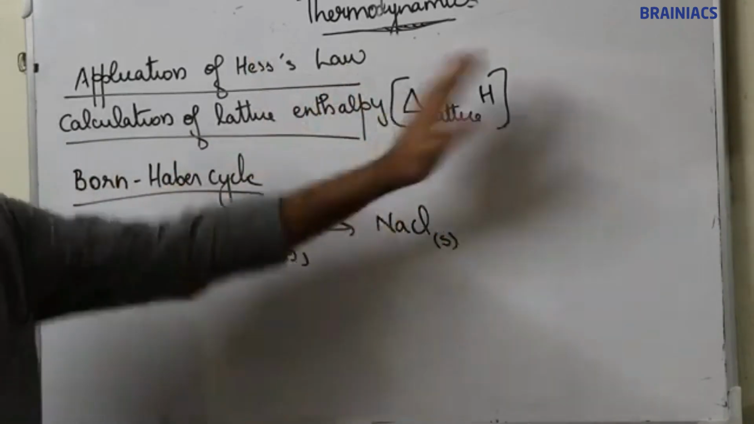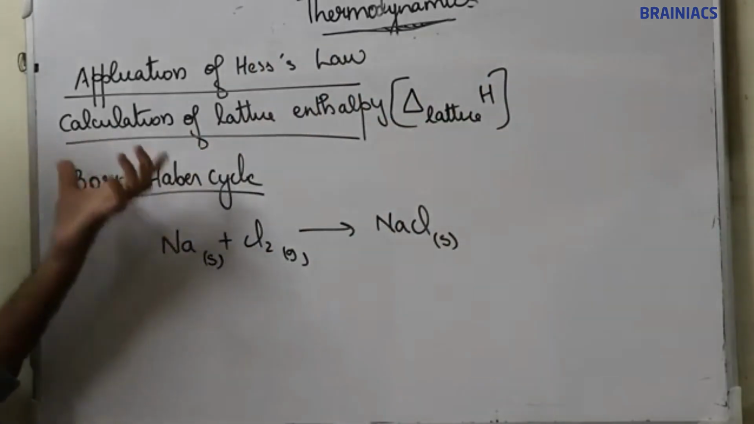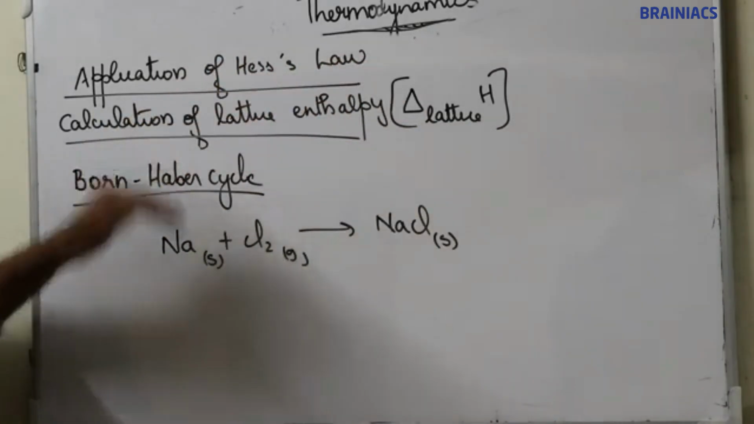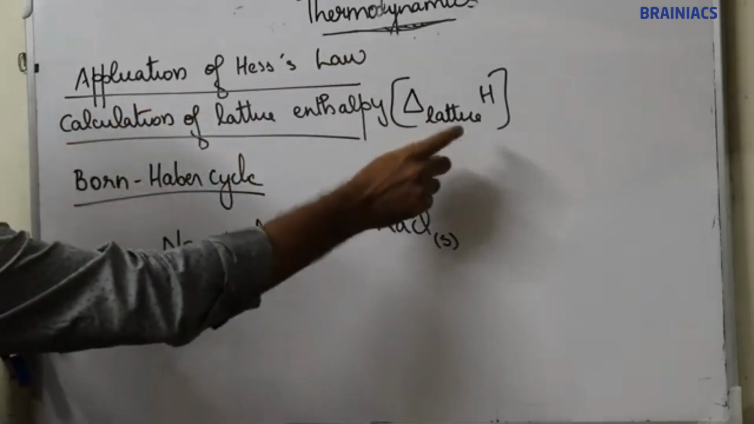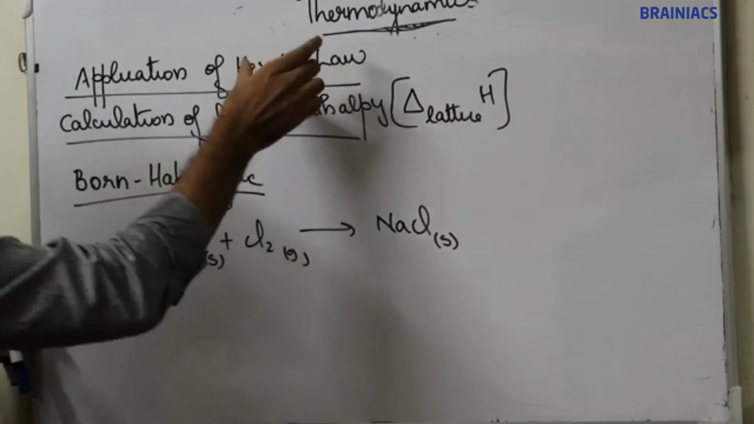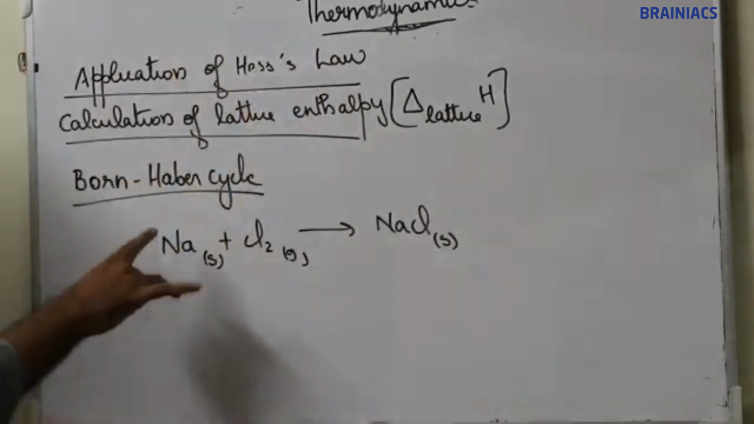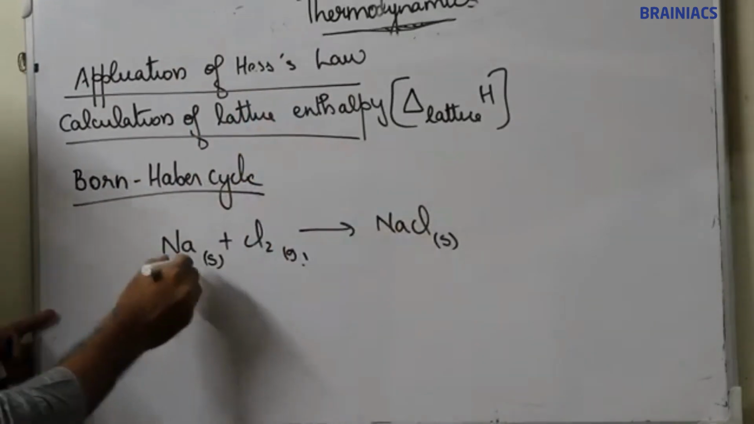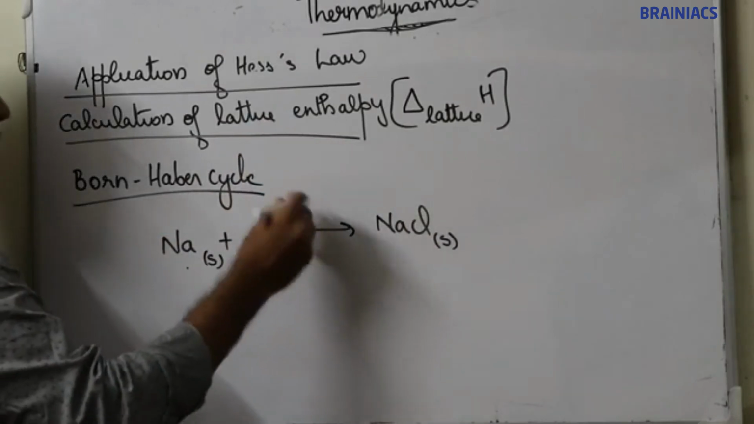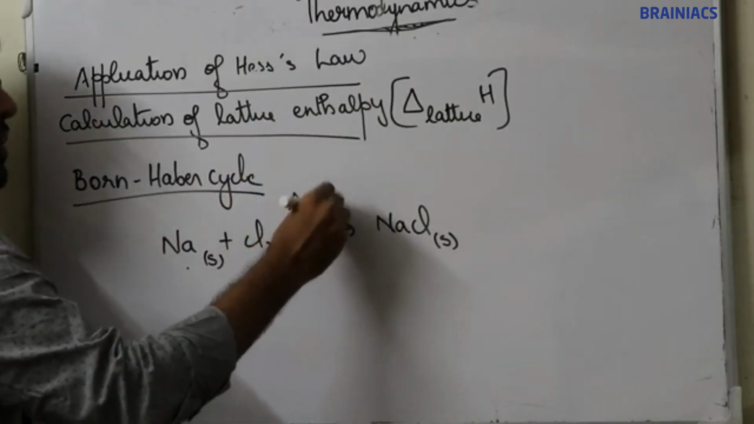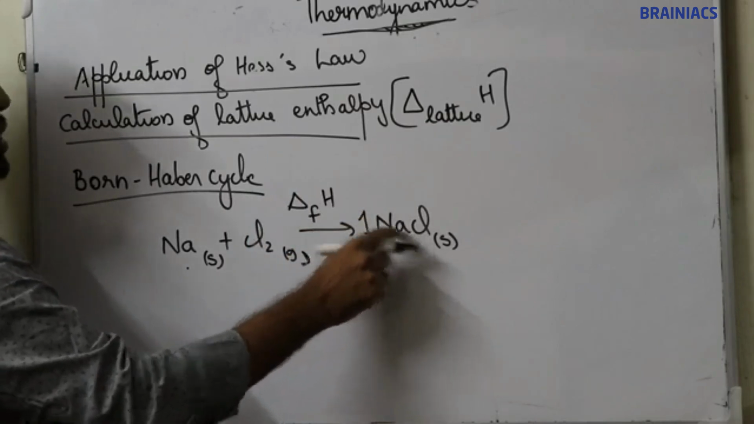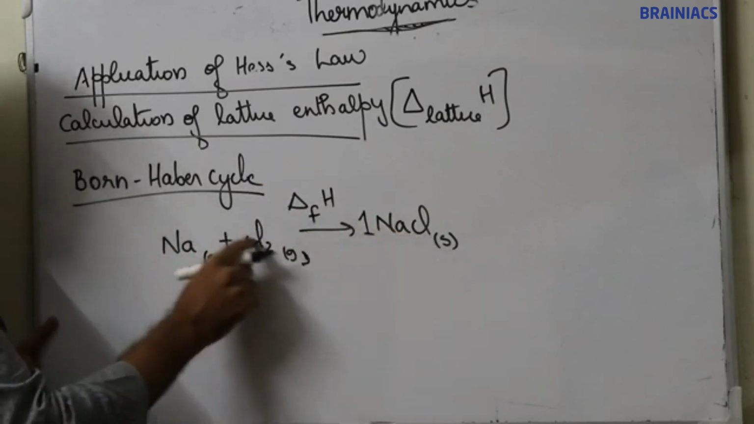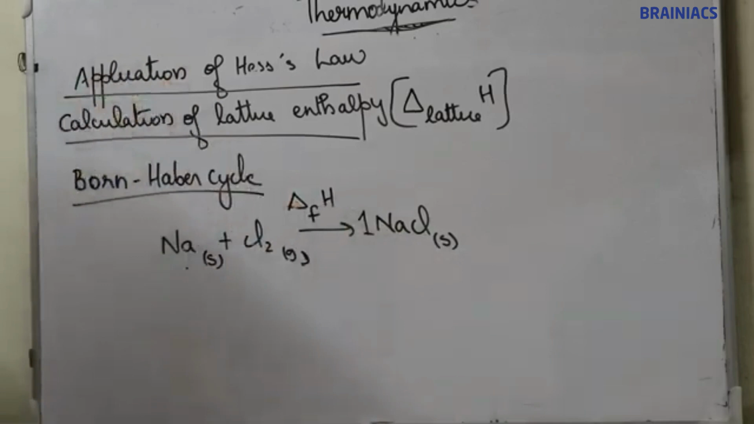So in order to calculate lattice enthalpy, we are using the Born-Haber cycle, which helps us calculate lattice enthalpy from Hess's law. So Na solid reacts with Cl2 gas giving NaCl solid. Let the enthalpy for this reaction be the enthalpy of formation. Here 1 mole of compound is produced from its constituent elements, so this is the enthalpy of formation.